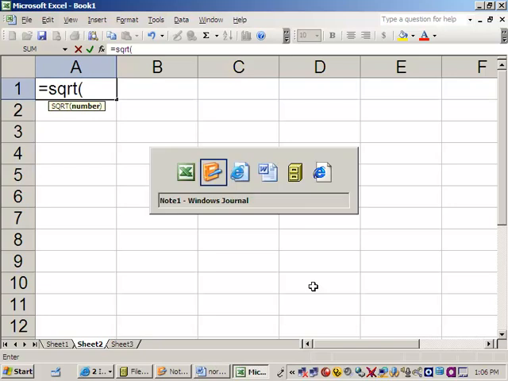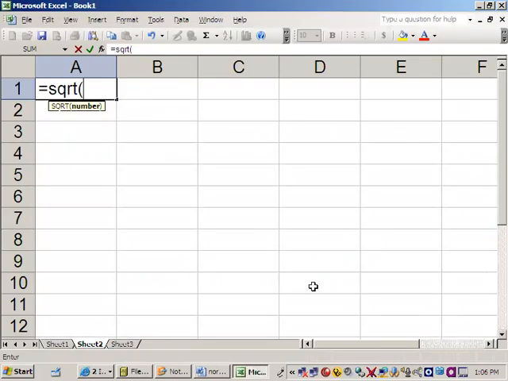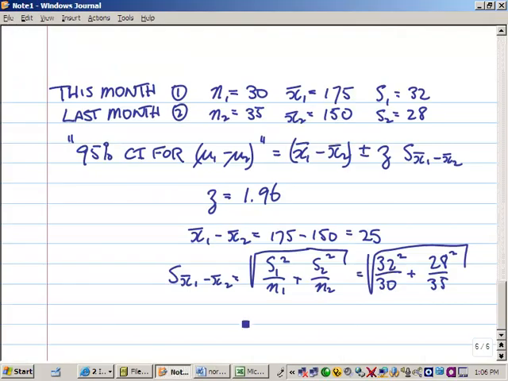Square root of 32 squared divided by 30 plus 28 squared divided by 35. That gives 7.519, to four significant places.